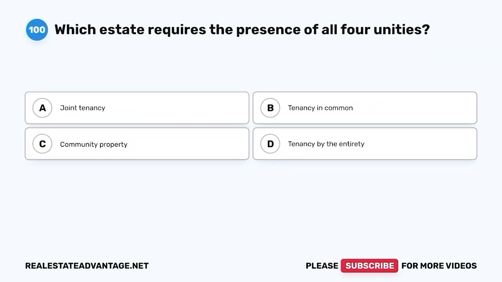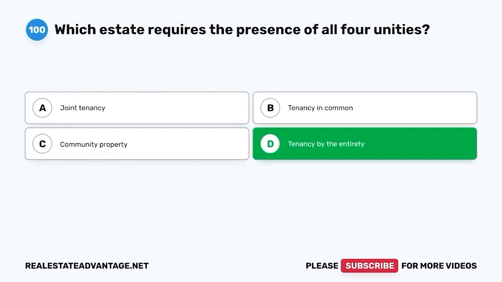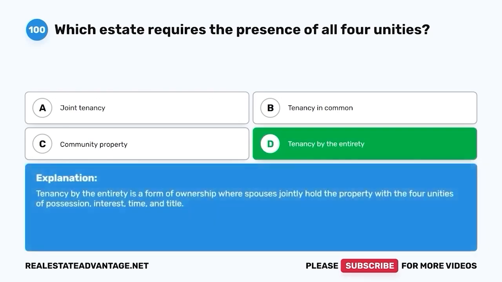Question 100. Which estate requires the presence of all 4 unities? A. Joint tenancy. B. Tenancy in common. C. Community property. D. Tenancy by the entirety. The correct answer is D. Tenancy by the entirety. Tenancy by the entirety is a form of ownership where spouses jointly hold the property with the 4 unities of possession, interest, time, and title.